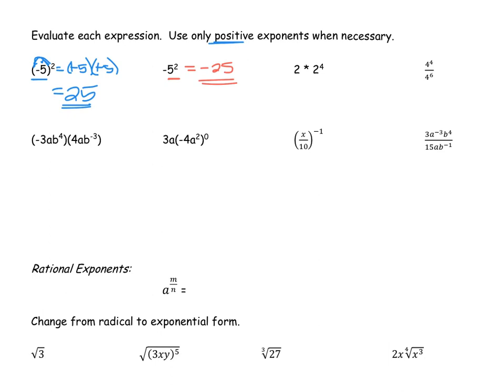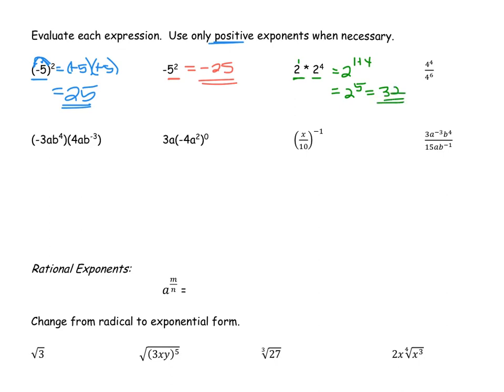The next example, 2 times 2 to the 4th. That first base of 2, since it doesn't have an exponent written, defaults to an exponent of 1. And since we're multiplying like bases with that star in the middle, that means we simply add our exponents together. And 1 plus 4 is 5. So that's just 2 to the 5th, or 32.